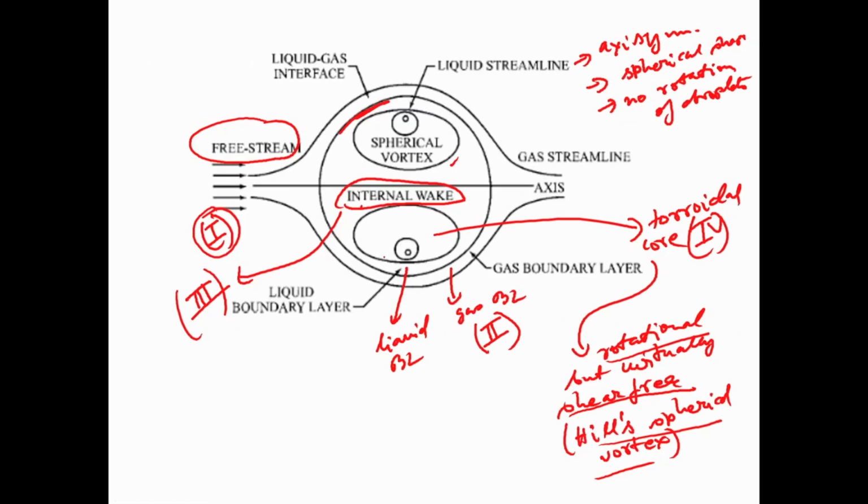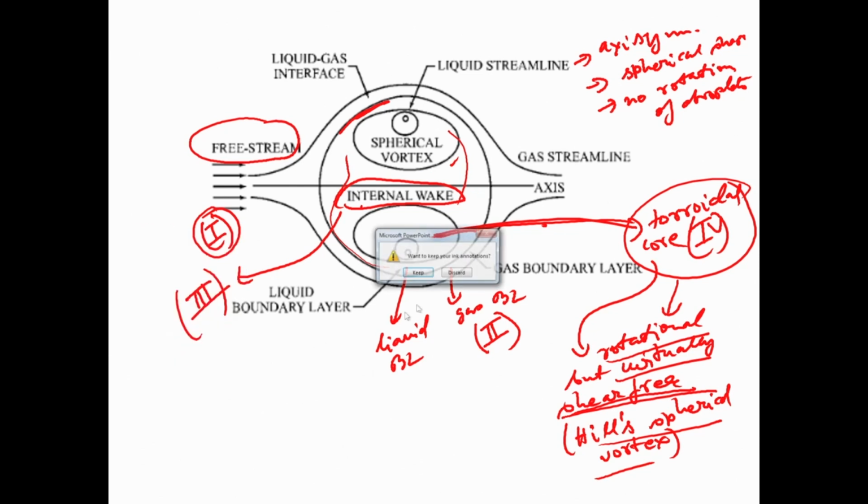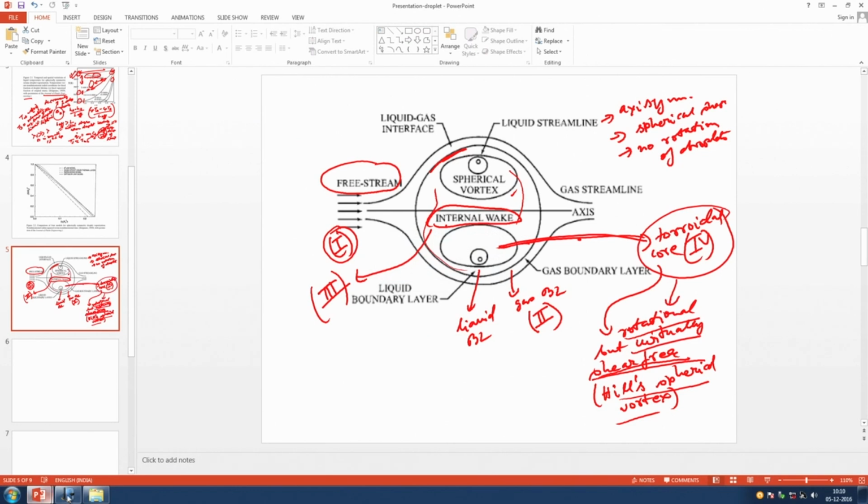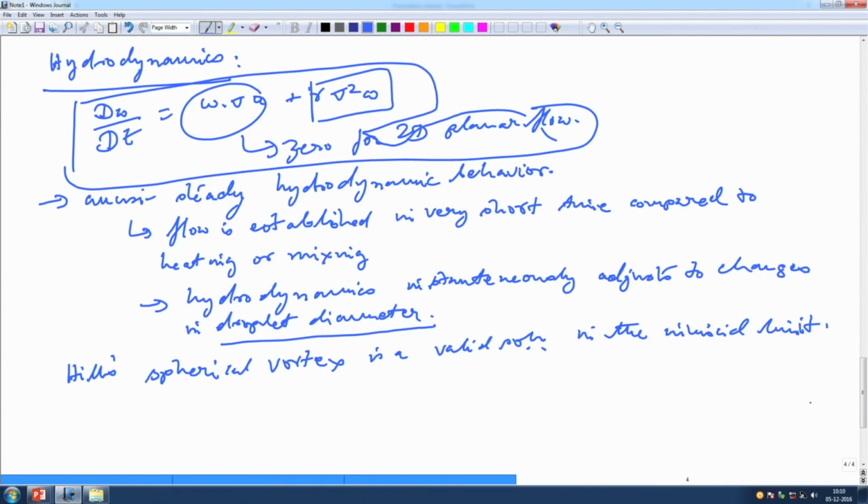Let us spend 1 or 2 minutes on this. If you recall this particular expression, and it is useful, you will find that this core that you see over here, this toroidal core, is basically rotational but virtually shear free. So, it is basically like an inviscid core, where the boundary layer is restricted only in these regions. Got it? That is what the Hill spherical vortex is all about. Keeping that in mind, the vortex is a valid solution in the inviscid limit.